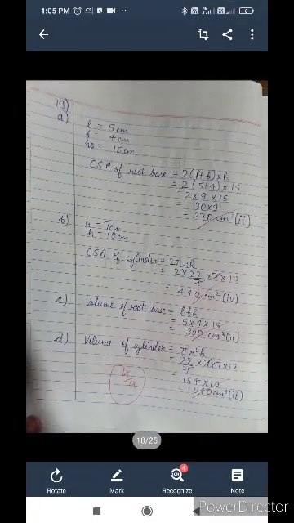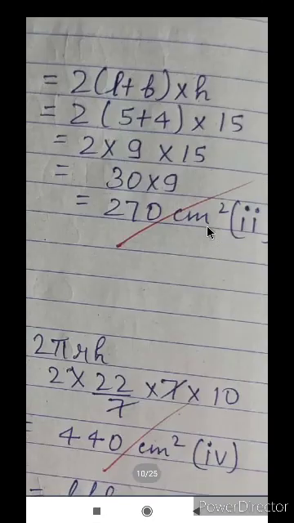Lateral surface area of the rectangular base is basically the curved surface area of the base, that is 2(L plus B) times H, which is 2LH plus 2BH. L is given 5, B is given 4, H is 15, so it is 2 into 9 into 15, that is 270 centimeter square.